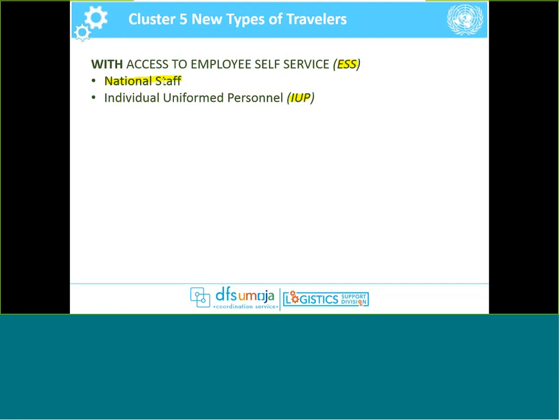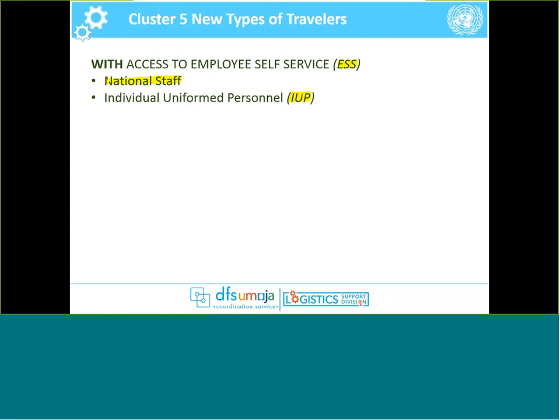So both national staff and IUPs are new users of the portal, meaning that they have been granted the Unite ID account. They can log in to the employee self-service and they can raise their own travel request. So before 15th of June, the only travelers using the Umoja travel module were international staff. Other types of travelers like national staff were pending, and that's what we are doing now with this cluster 5 implementation.